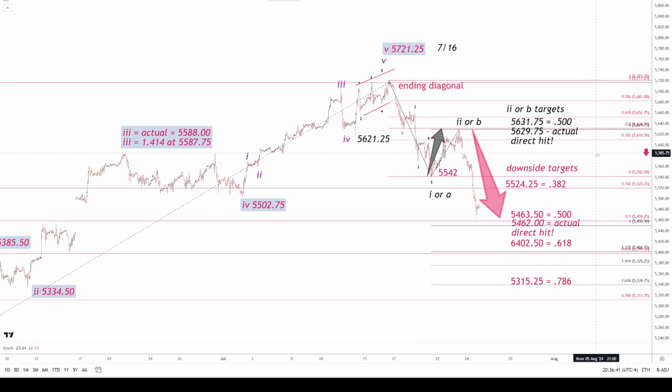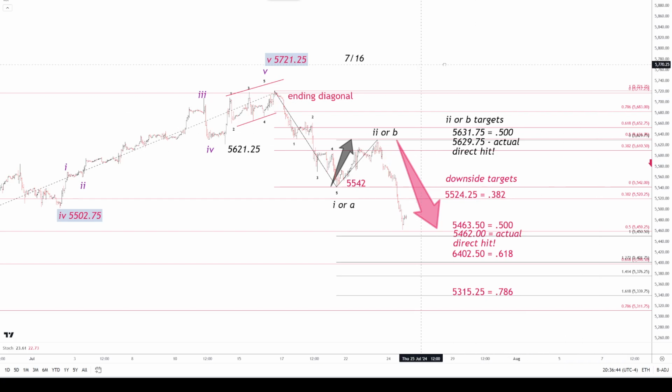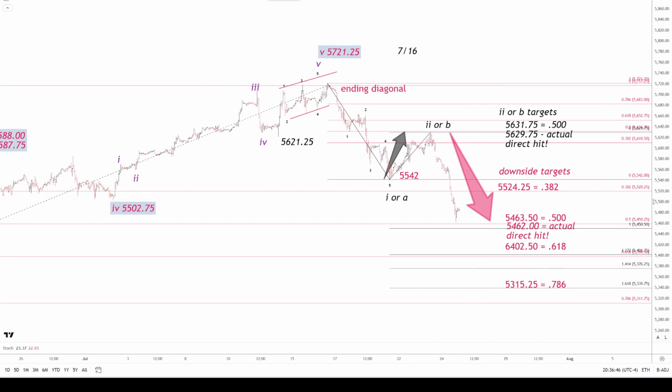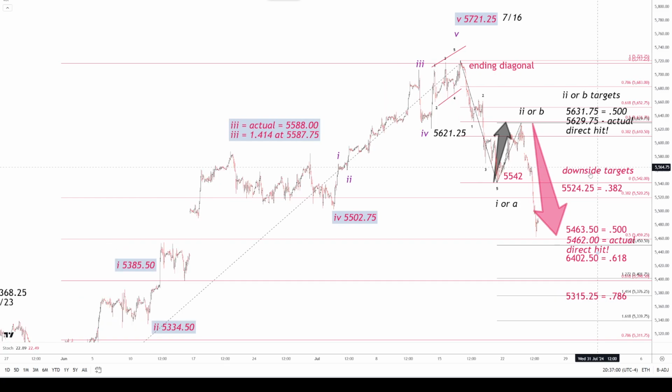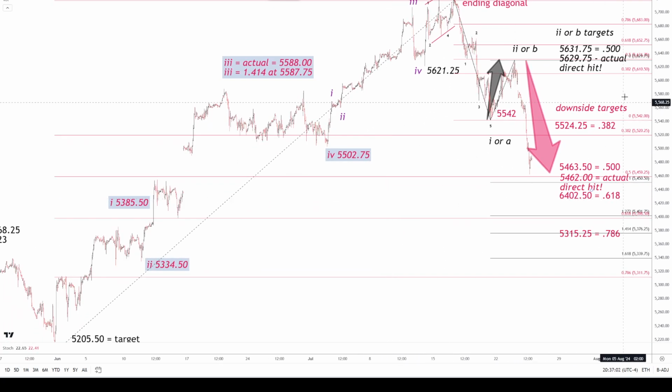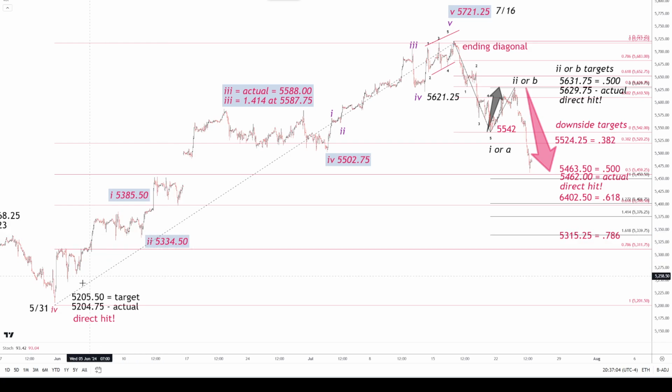Let me just make this a little bit more to what's going on right now, okay? Again, we've got 5 waves down, we've got 3 waves up, we've got 5 waves down. So this could be complete. It could go to these other targets here. By the way, these retrace targets are of this 5-wave advance from down here on 5/31 to 7/16.